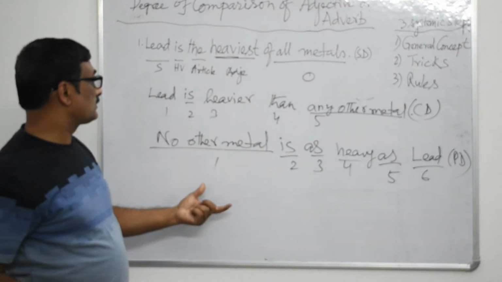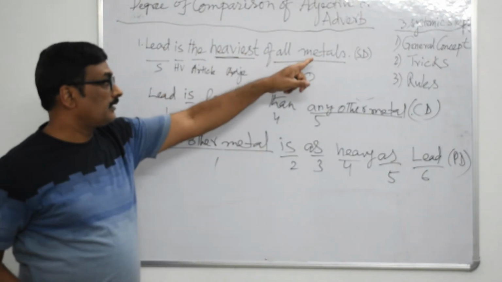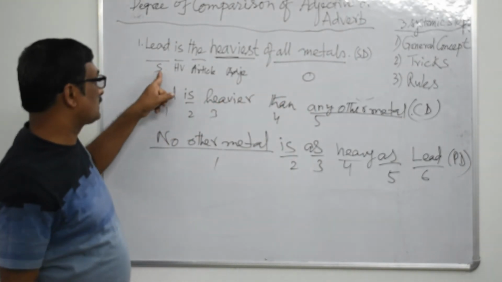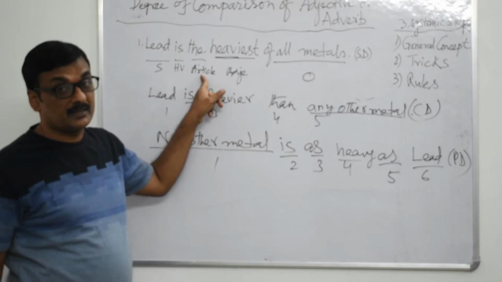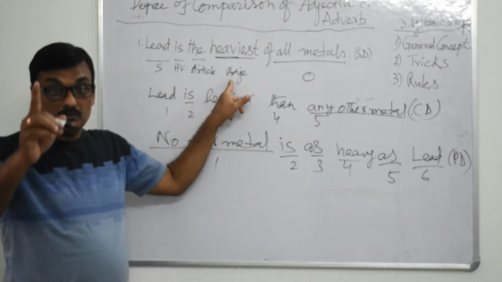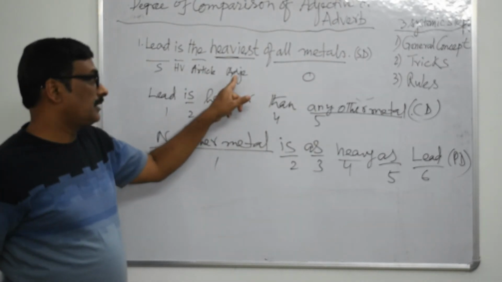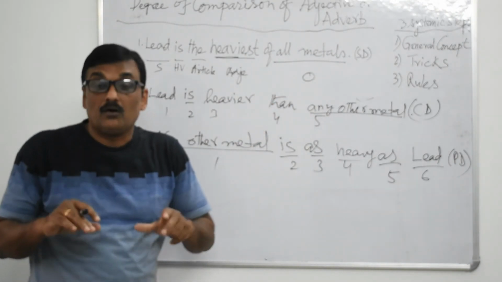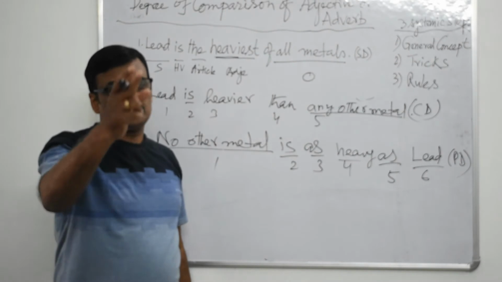So what are the rules that we got here? Lead is the heaviest of all metals. It is the superlative degree. What are its features? Number 1, subject. Number 2, helping verb. Number 3, article the. Number 4, superlative form of adjective. Number 5, object. These 5 rules are the features or characteristics of superlative degree.